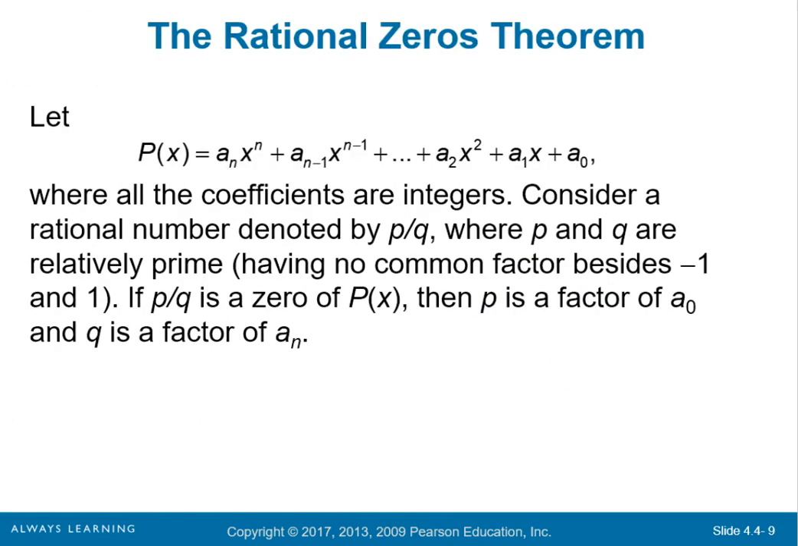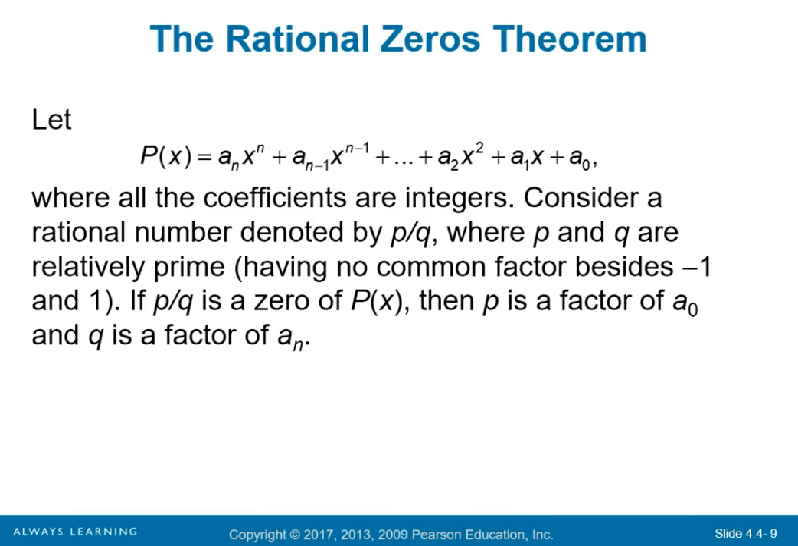All right, so the rational zeros theorem, where all the coefficients are integers. You have this a sub n with an x raised to the n power, and so on. When p and q are relatively prime, you can have p divided by q. Then p is a factor of a naught, which is the very tail end one, and q is a factor of the very first one, our a sub n.